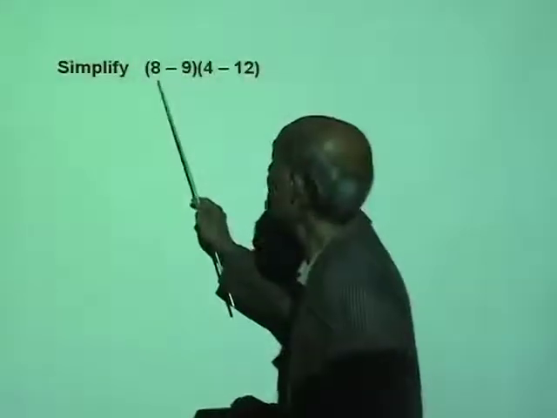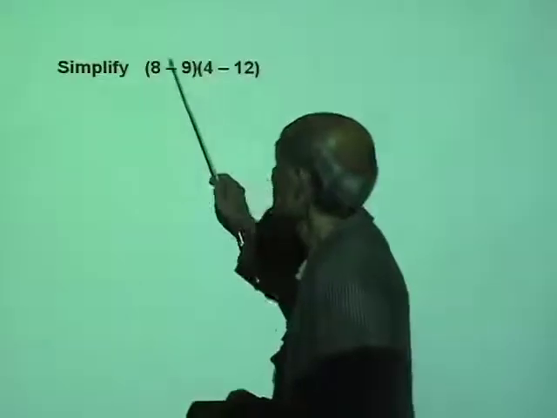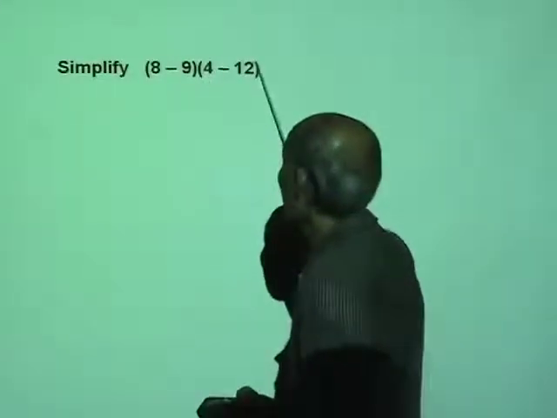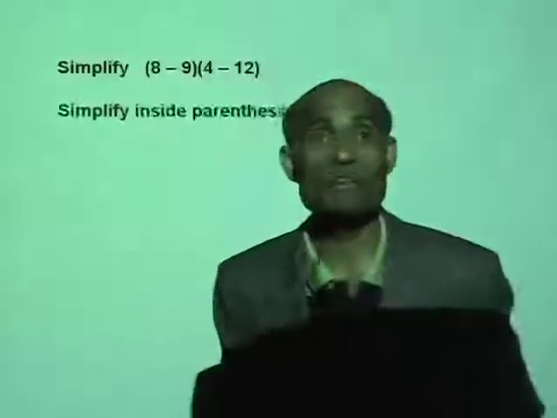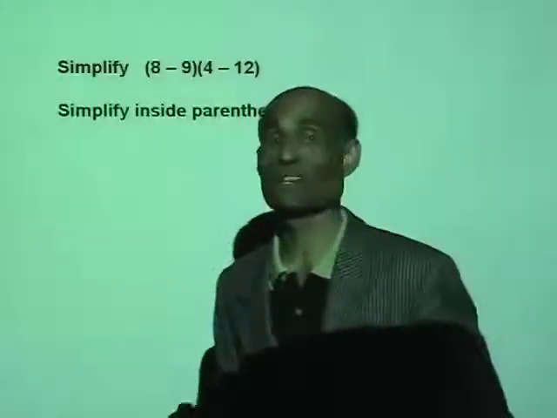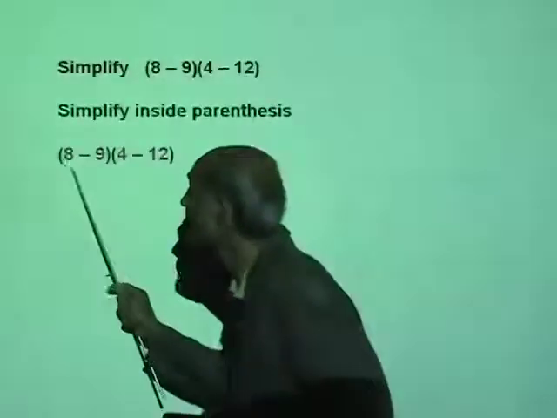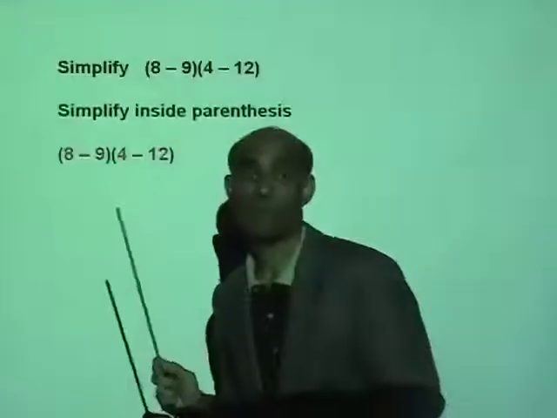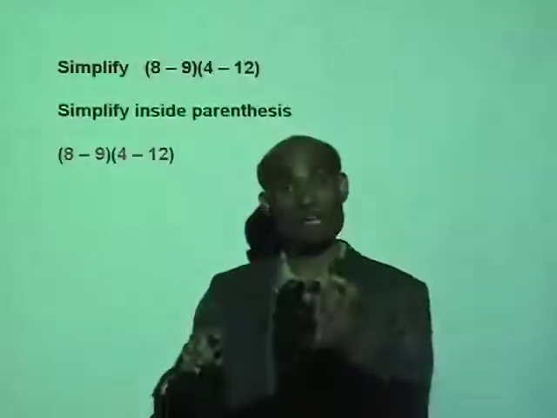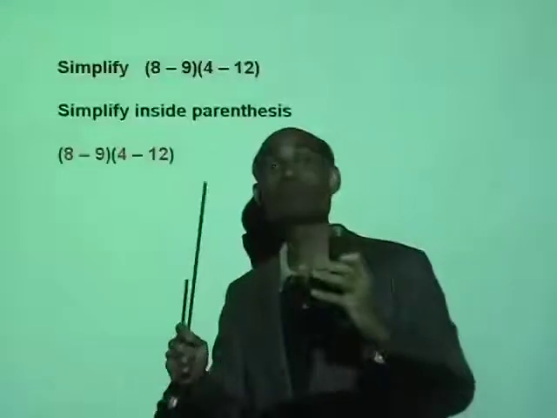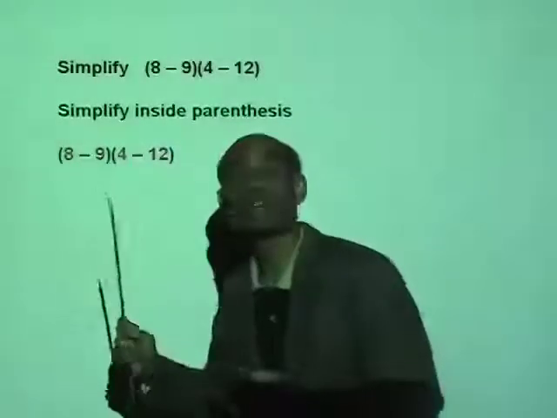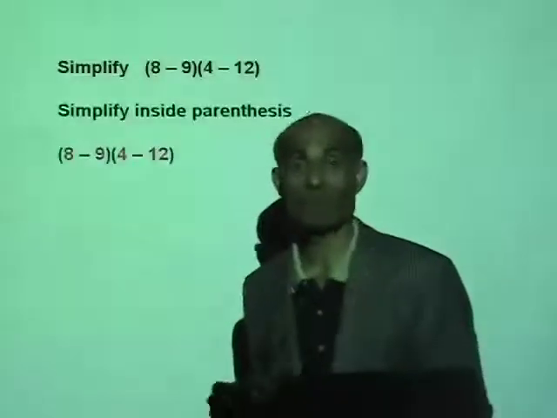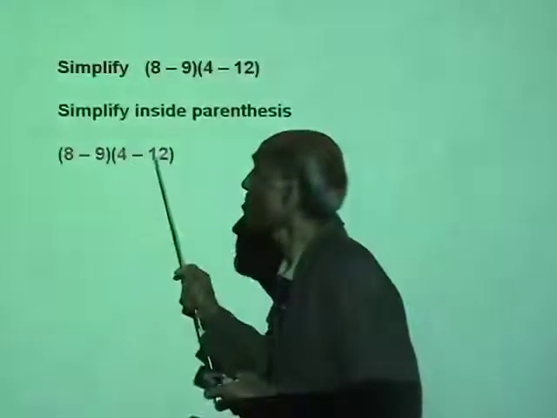Simplify. 8 minus 9 in parentheses multiplied by 4 minus 12. Well, we simplify inside the parenthesis in each case. Alright, what is 8 minus 9? Positive 8 minus 9 will be negative 1. Is that right? 8 minus 9 is negative 1. What is 4 minus 12?